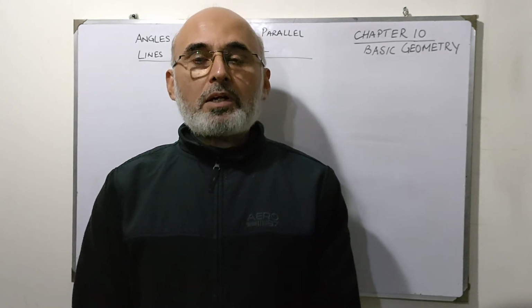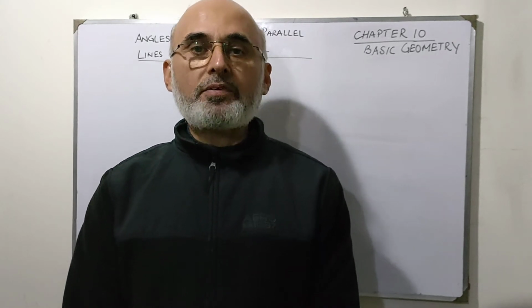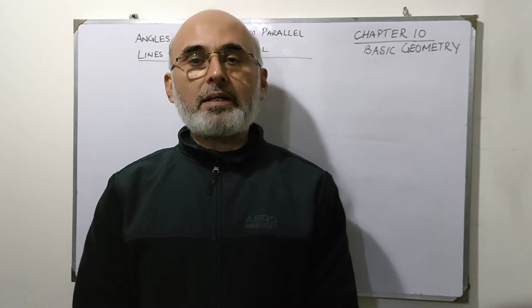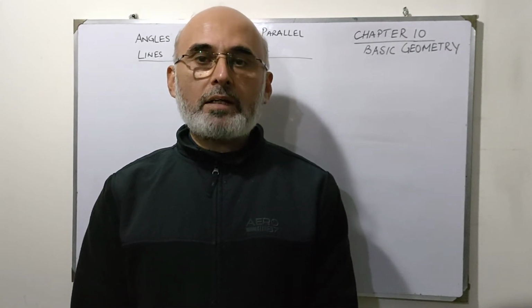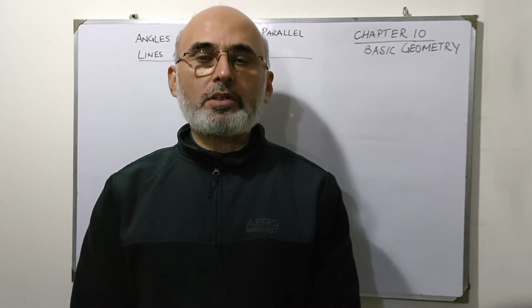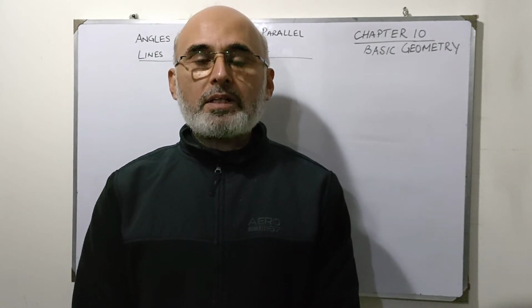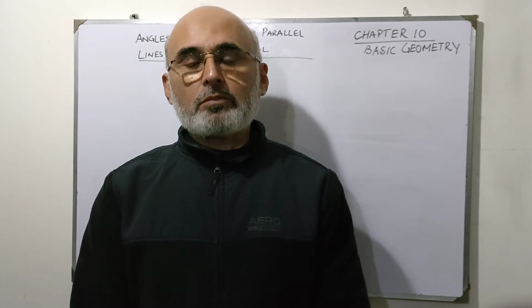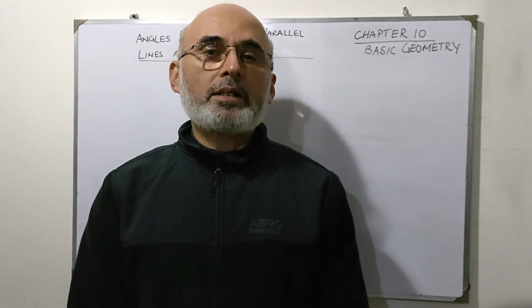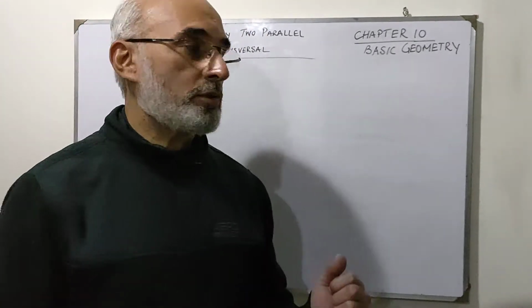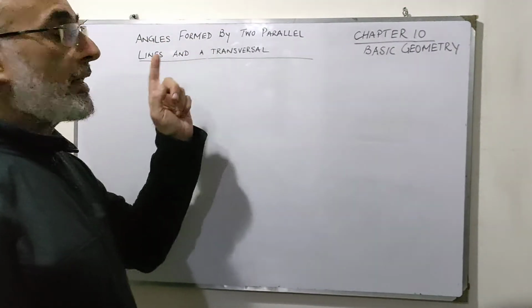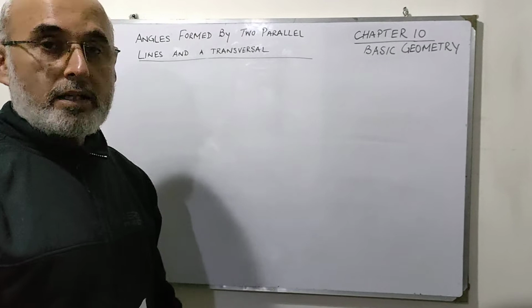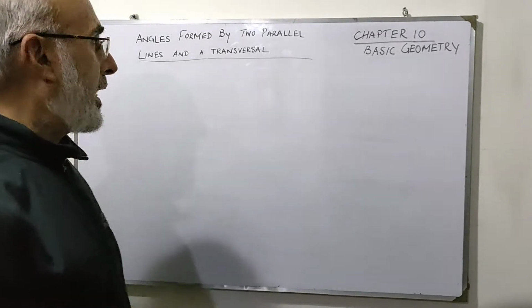Up till now we discussed complementary angles, supplementary angles, angles at a point, vertical opposite angles, and we have seen all the possibilities. Now it's time to discuss another type of angles. And what are those? Angles formed by two parallel lines and a transversal. And what do I mean by that?